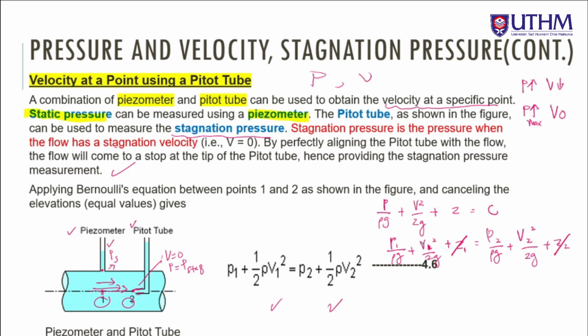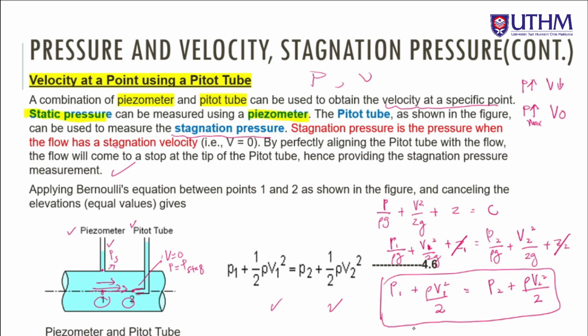Okay, so rho G ni kita bawa ke atas. So P1 plus kat sini dia jadi rho V1 squared over 2 equals to P2 plus rho V2 squared over 2. Okay, so ini yang kita boleh gunakan. Okay, so sama kan dengan ni, P1 plus rho V1 squared over 2, P2 plus rho V2 squared over 2.